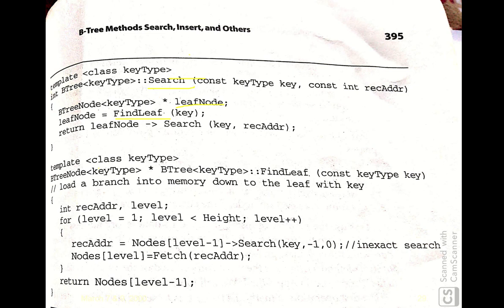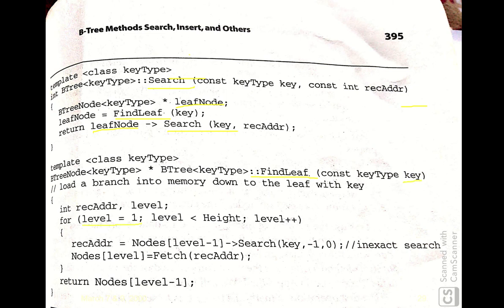Here you can see the leaf node returns a value, and then it also calls the search method once again, with the key and the record address. So now the search is understandable. Now we see what is happening inside findLeaf. In findLeaf the parameter is again the key, and here we have a for loop which starts from level 1.